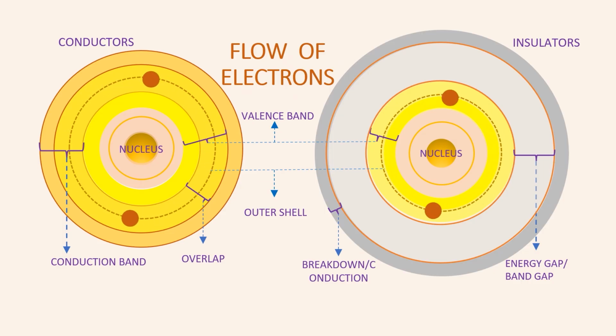For conductors, the valence band and conduction band overlap, allowing electrons to move freely. For insulators, due to a large energy gap between the valence band and the conduction band, movement of electrons is restricted.